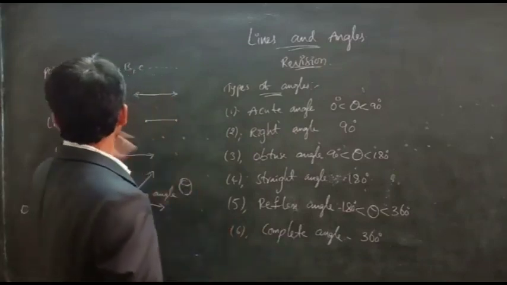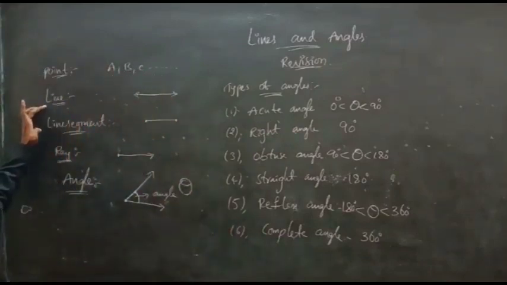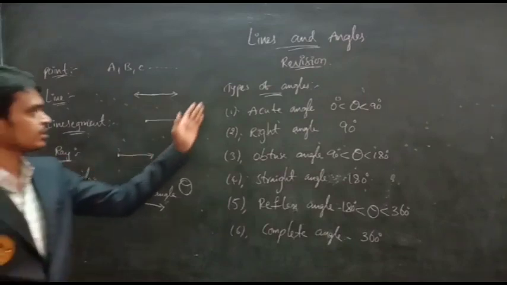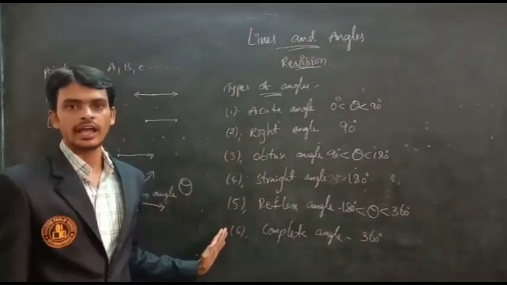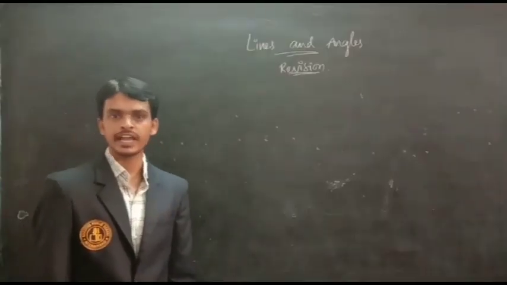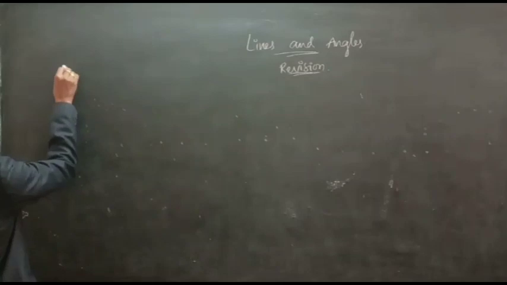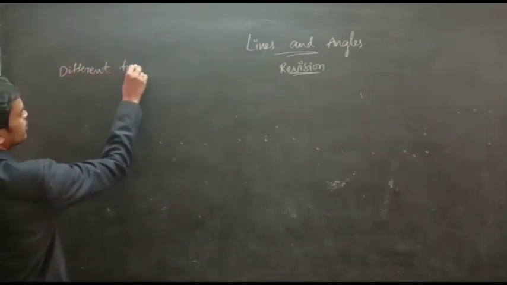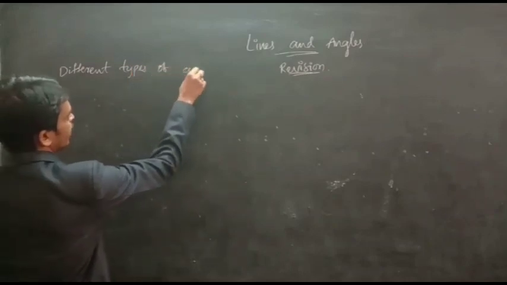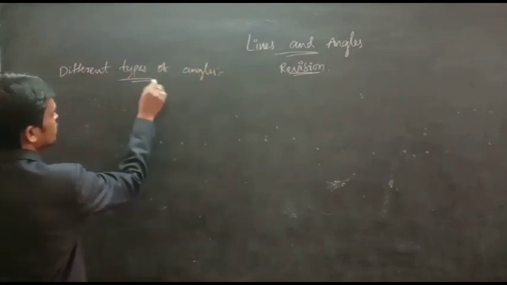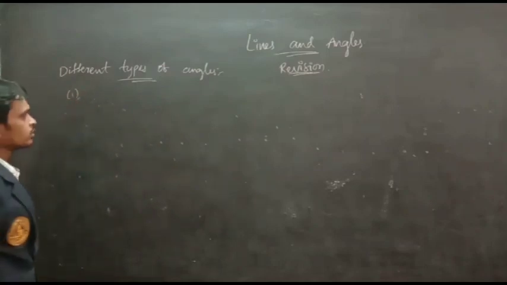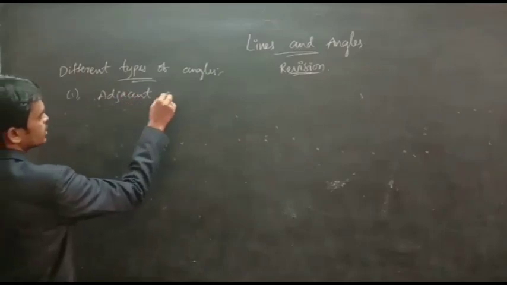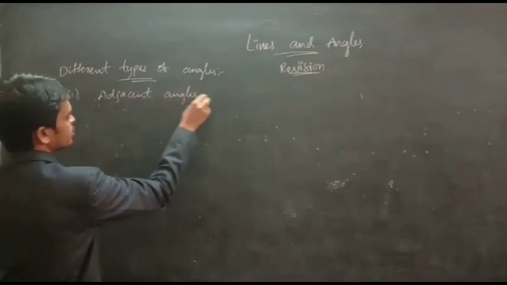So this is the first point: line segment, ray, angle, and the types of angles. Now we will discuss different types of angles. First one, adjacent angles.